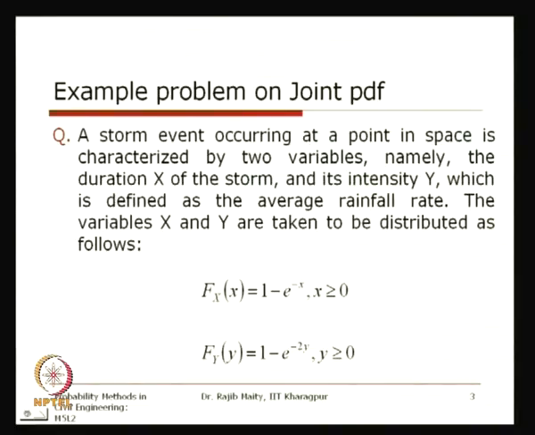Again I should say here that a particular storm event need not be characterized only by two random variables. There could be some other random variables as well. For example, the total amount of rainfall is also one variable; generally we take these three variables together to characterize one particular storm event. But here, as we are discussing the bivariate case, we have taken the two random variables together.